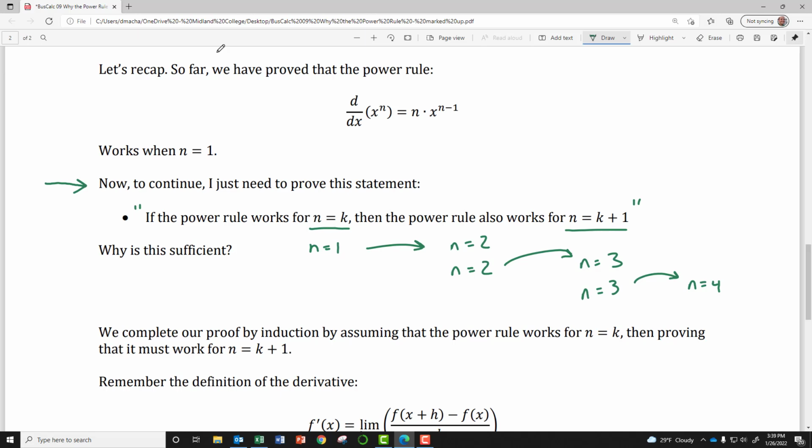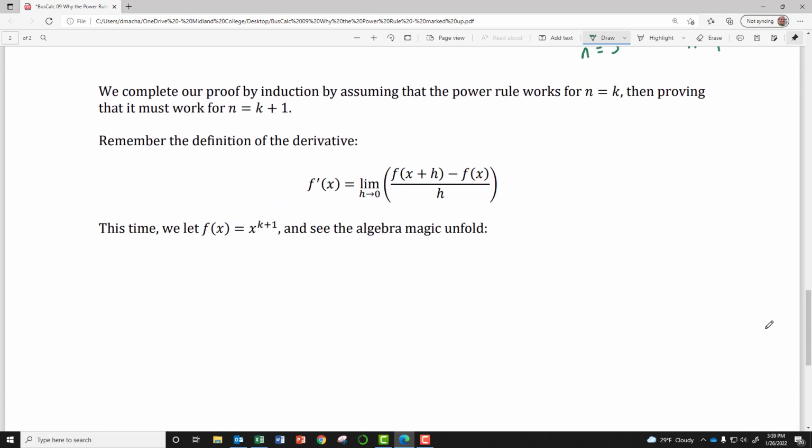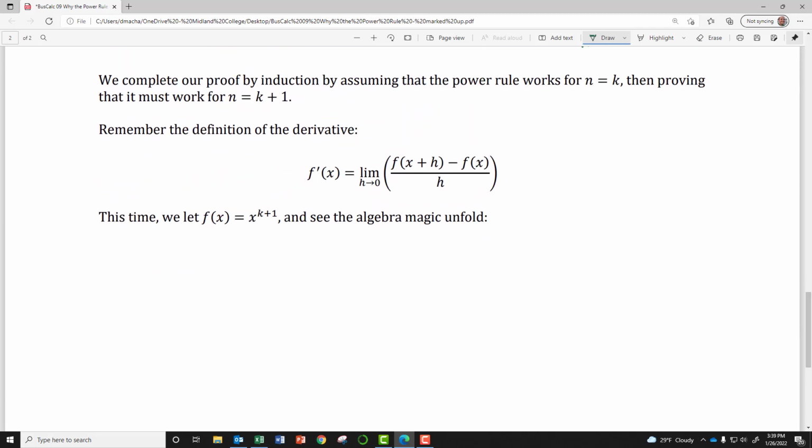And so I want to emphasize, we have yet to prove this, but this is our goal. This is what I want to be able to do so that I can say that we've proved the power rule in general. And so we're going to do this by first assuming that the power rule does work for some n is equal to k. And then we're going to prove that based on that assumption, the power rule also works for n is equal to k plus 1.